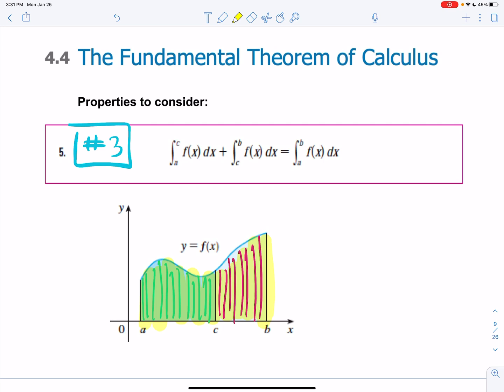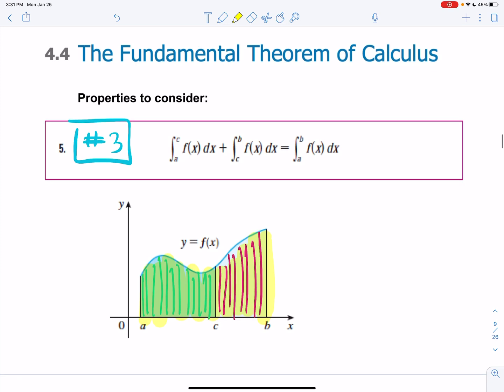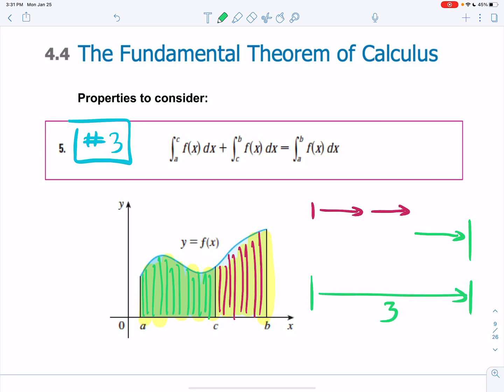Hopefully that's logical, okay? If you start and stop and then start again where you left off, that's the same thing as going all the way through, all right? So for instance, if you start and you take 2 steps, and then you continue and take 1 more step and you stop, that's the same thing as taking 3 steps from the very beginning. Okay, hopefully that was logical for you, all right?